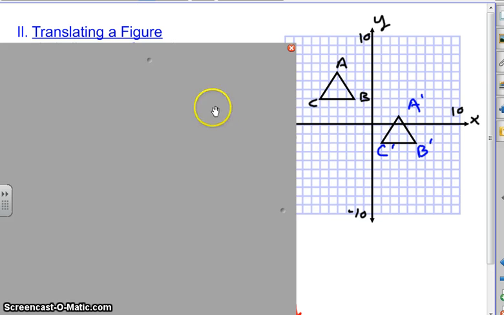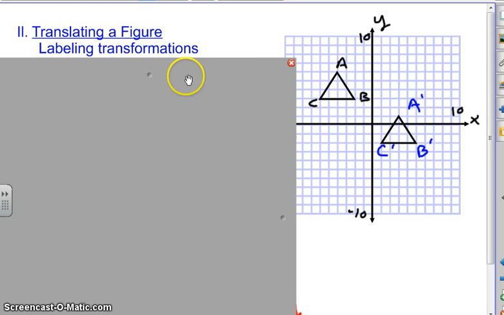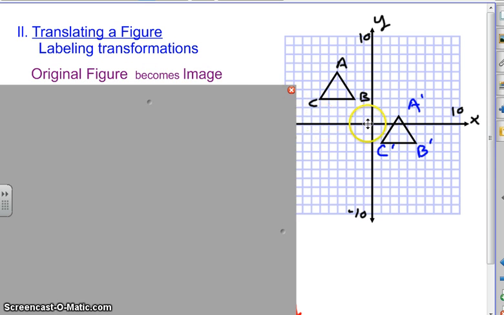Okay, and there's some terms that we need to understand. So first of all, let's talk about labeling transformations. The original is just labeled with letters, as we have been doing already, right? The image is the new figure after it's been moved. Okay, so that's what the word image means. New figure. And notice the difference in the picture. It has the same letters, but what did they add? What's been added? A little apostrophe. And so they call that A prime.